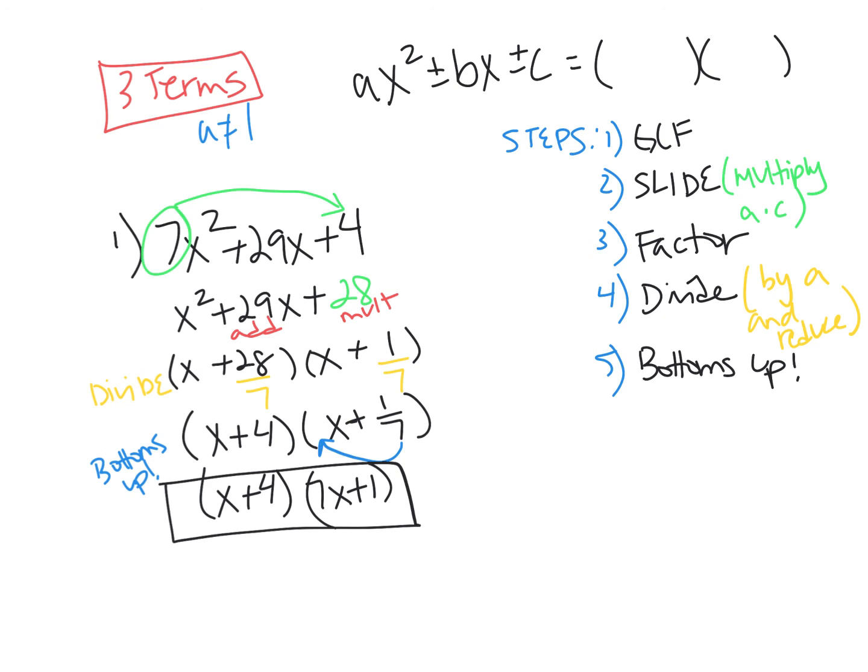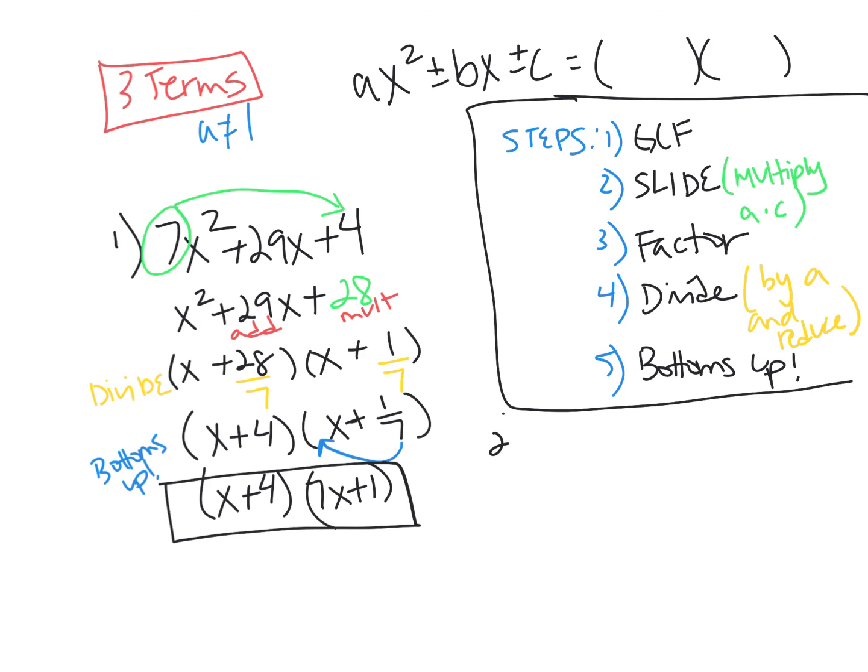So let's try one more. So what if we have the quadratic 2x squared minus 3x minus 9? So again, first step is always GCF: 2, 3, 9. Well, 2 and 3, those are prime, so we're not going to be able to factor anything, so no GCF.